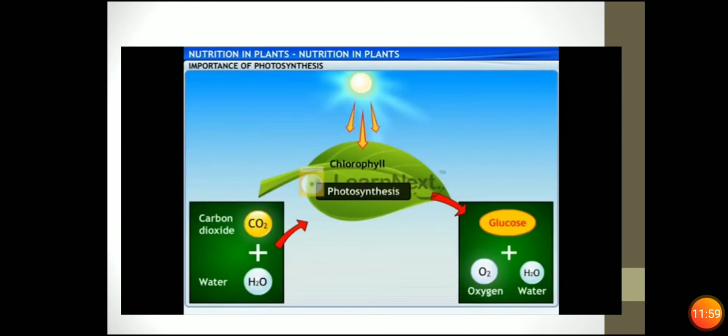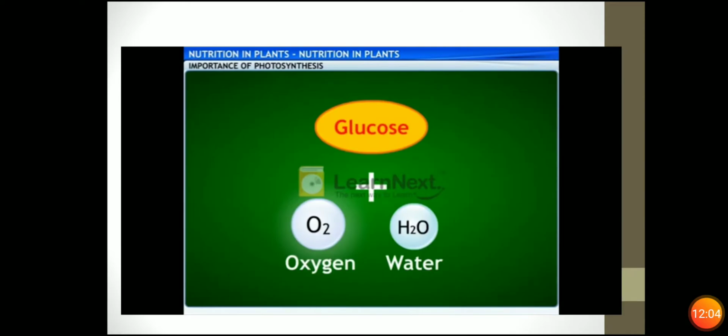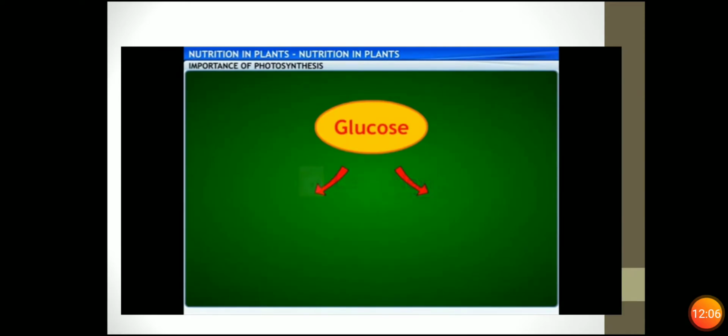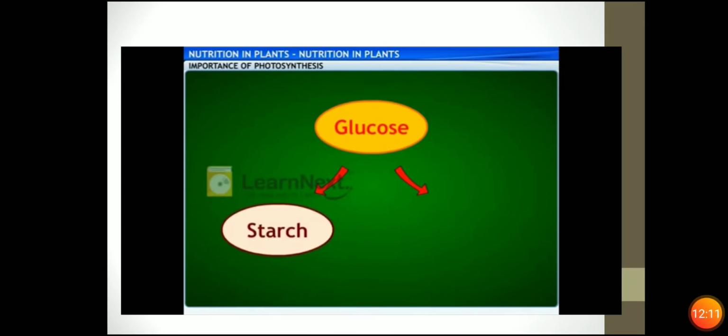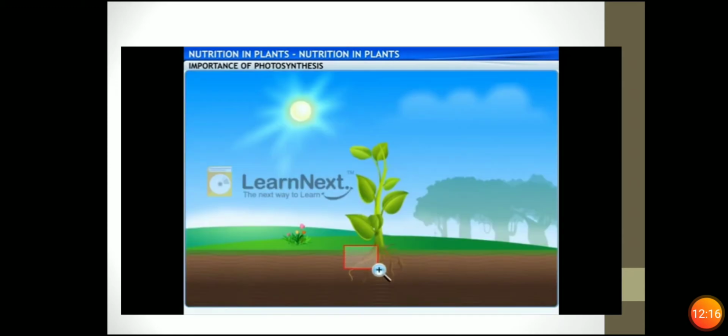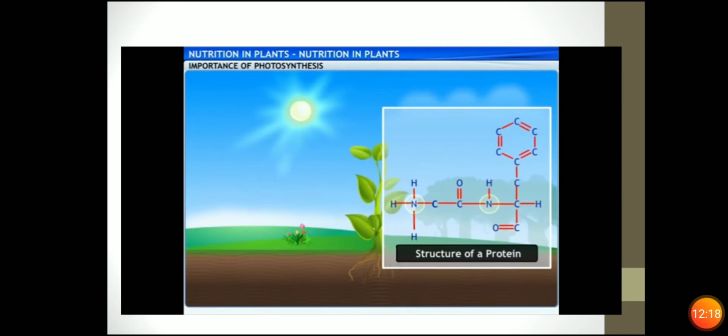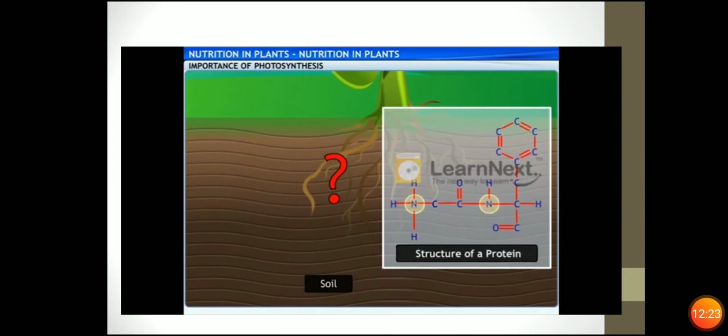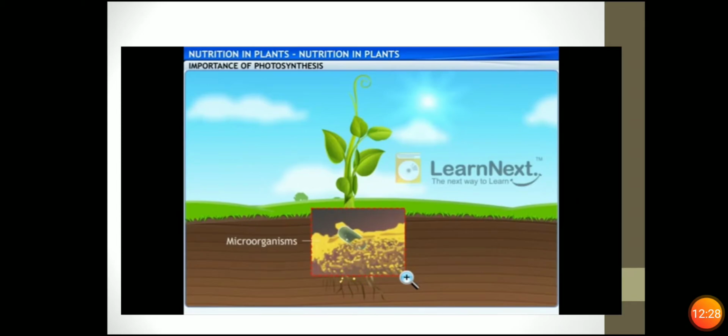As we saw, during photosynthesis, plants produce food in the form of glucose. This is then converted into complex compounds called carbohydrates like starch, cellulose, etc. Plants also prepare proteins with the help of nitrogen, which is obtained from the soil. Are you wondering how the nitrogen got into the soil? Microorganisms present in the soil play an important role in fixing atmospheric nitrogen.